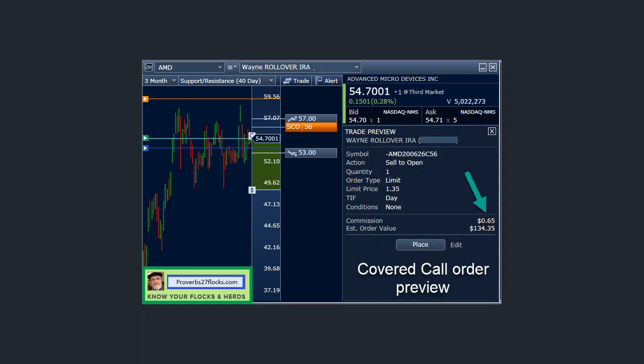So I decided to enter the order, and on this screen I'm reviewing it, and as you can see on this screen the commission for this particular trade is 65 cents, so my net profit would have been $134.35 for this covered call. So this is the preview screen, and as you can see on this screen there is an entry, sell the covered option for $56.